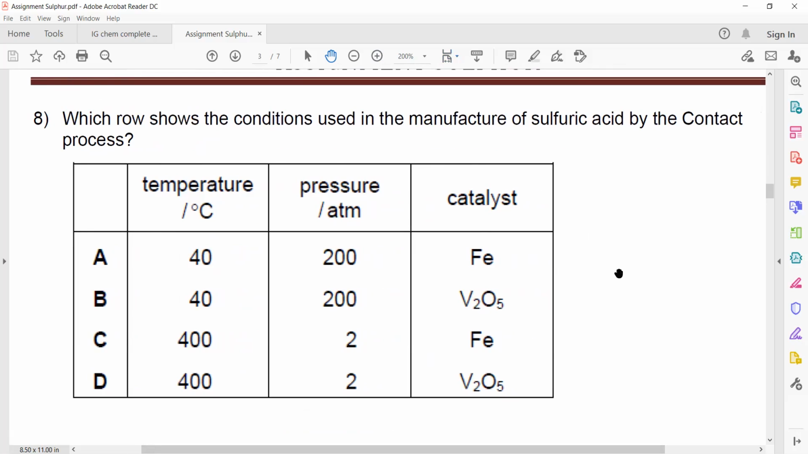Look, the temperature, I told you it's a range. It's not like exact number. It's about 400 to 450. That's right. D is the correct answer.